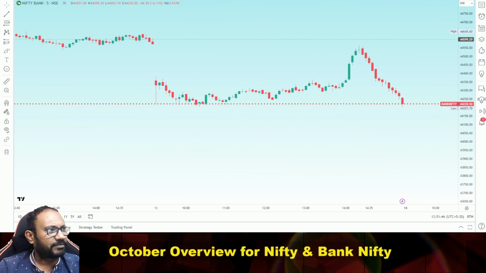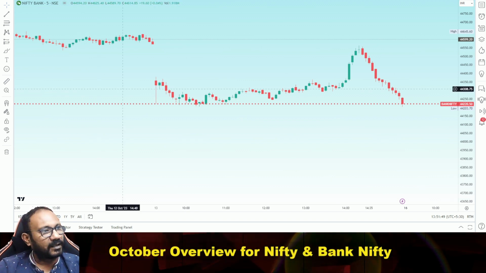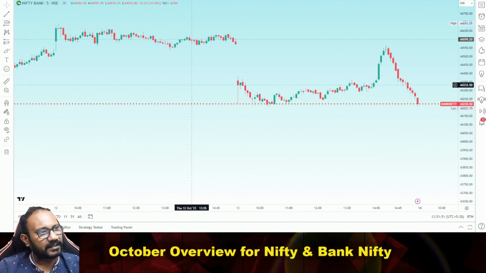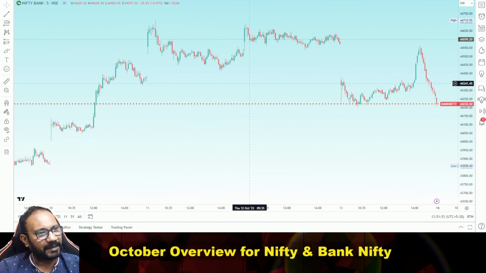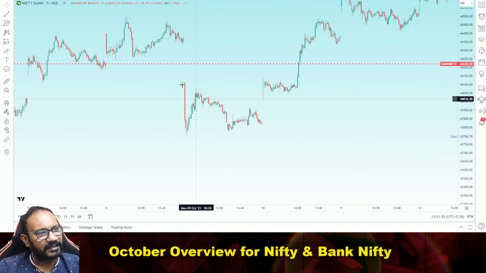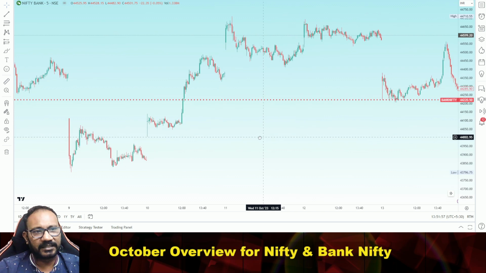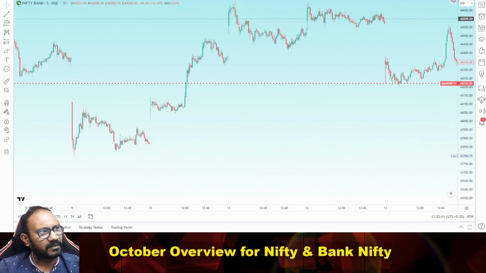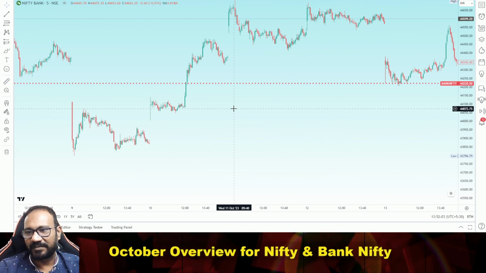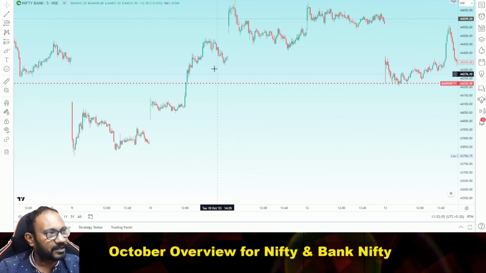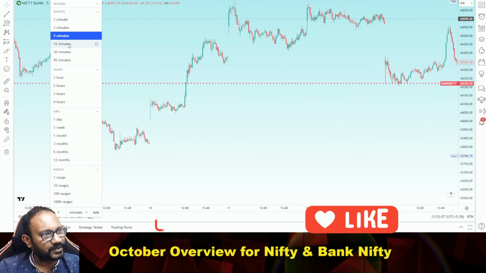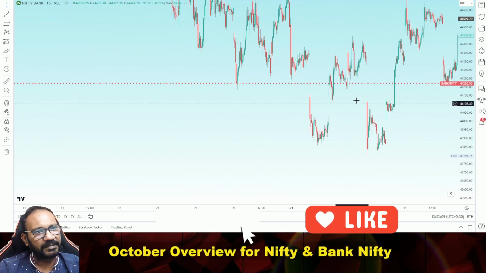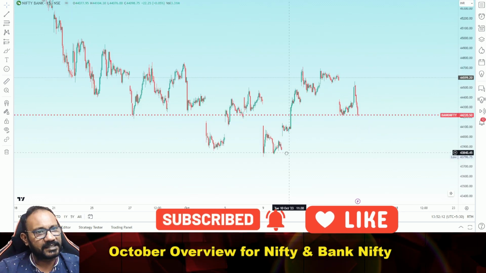We are in a 5 minutes time frame. You see that there are a series of gap ups and gap downs, and things have been going on like this for more than a week now. How do we read this? In a 5 minutes time frame, we will not be able to make much sense of it. So I'm going to just switch it to 15 minutes to see what actions have happened.